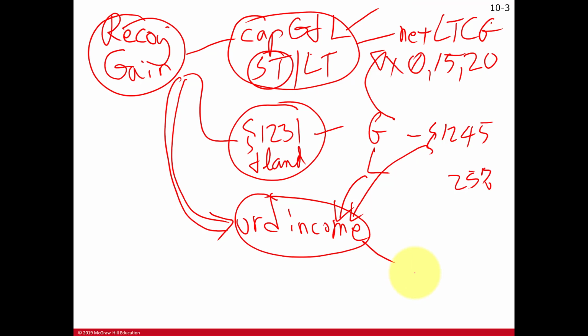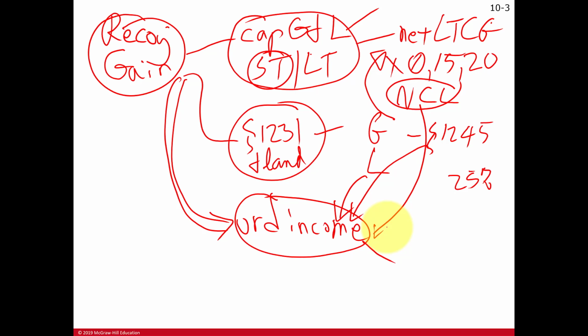Another thing about capital gains and losses is if you have a net capital loss, then you can use up to 3,000 of this loss to offset ordinary income. And any extra net capital losses are carried over to next year to offset next year's capital gains. And again, up to 3,000 of any excess capital losses can be used to offset ordinary income.